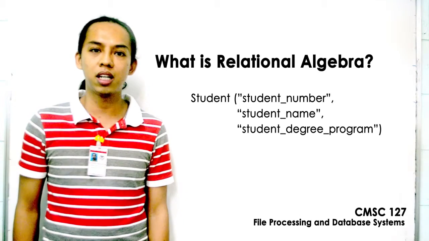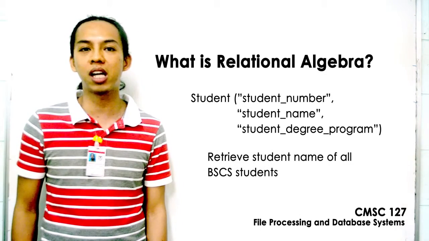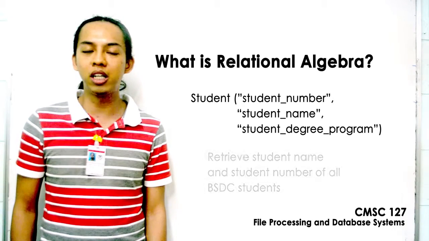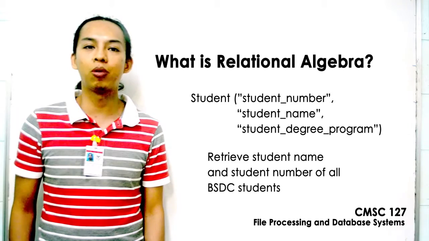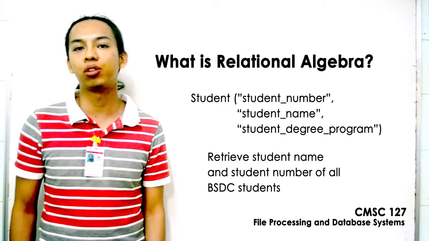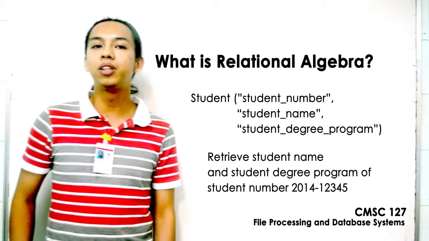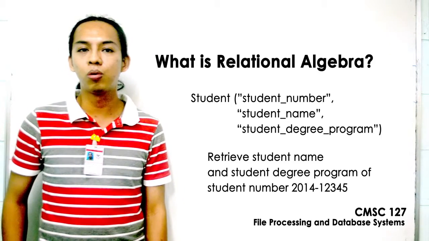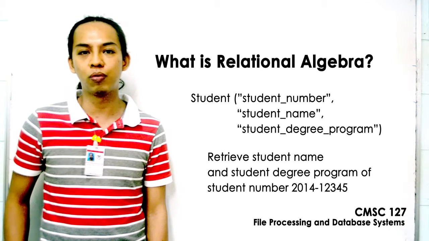Number 1, say, retrieve the name of all students whose degree program is BS Computer Science. Or retrieve the name and student number of all students whose degree program is BS Development Communication. Or say, for example, retrieve the name and degree program of the student whose student number is 2014-12345.